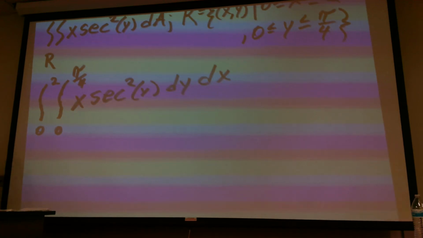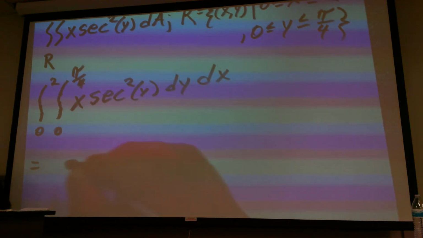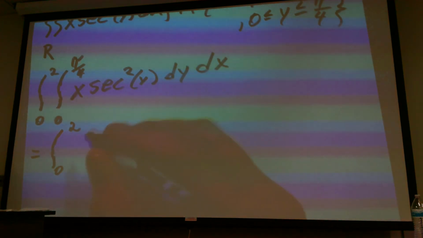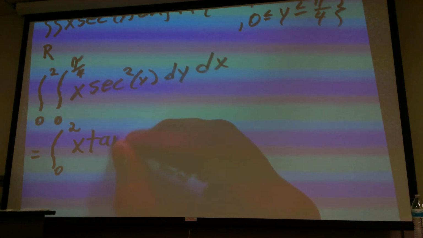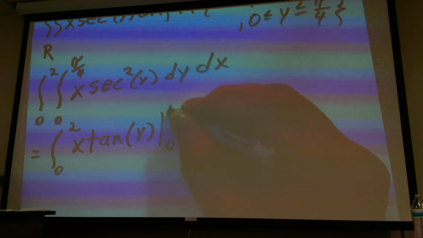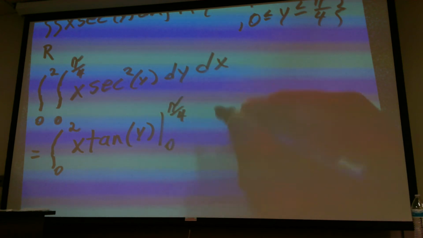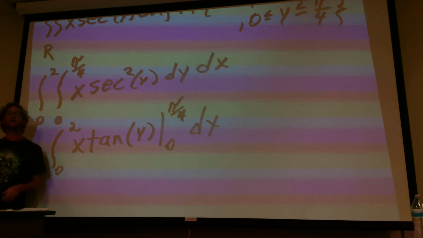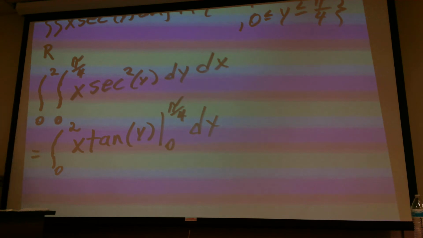Okay? So we're going to leave our integral with respect to x alone. So we'll leave that 0 to 2 just sitting right there. And this is going to become now x tangent of y, evaluated at 0 and at pi over 4, dx. So we're just doing the inner integral at this point. Okay, so now let's evaluate that integral at those 2 points.